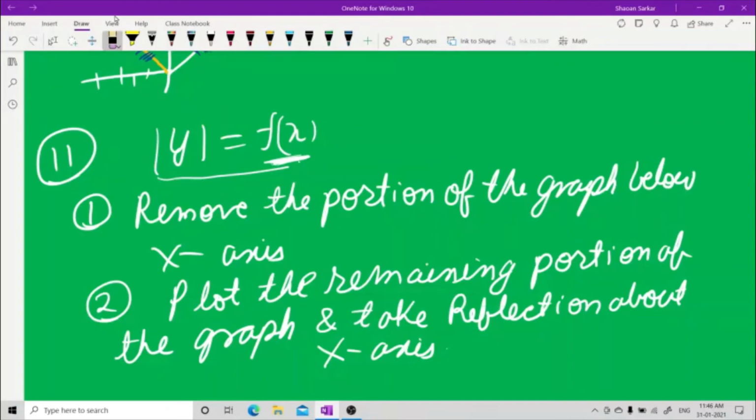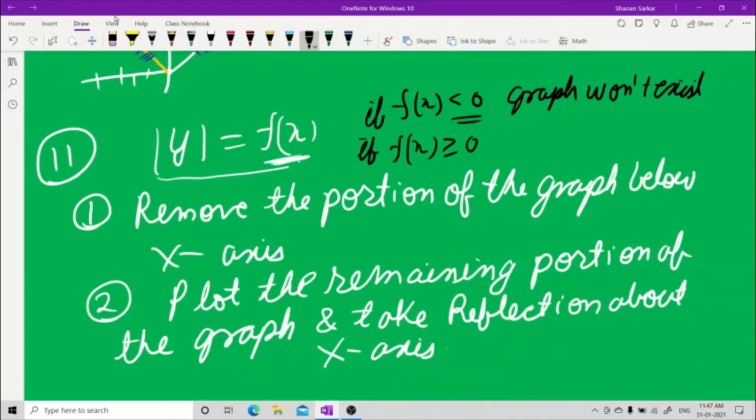That means |y| is always positive. So if you have f(x) less than 0, the graph won't exist. It will exist only if f(x) is greater than or equal to 0. Then |y| = f(x) would imply y is equal to plus minus f(x). That means you will always have this.